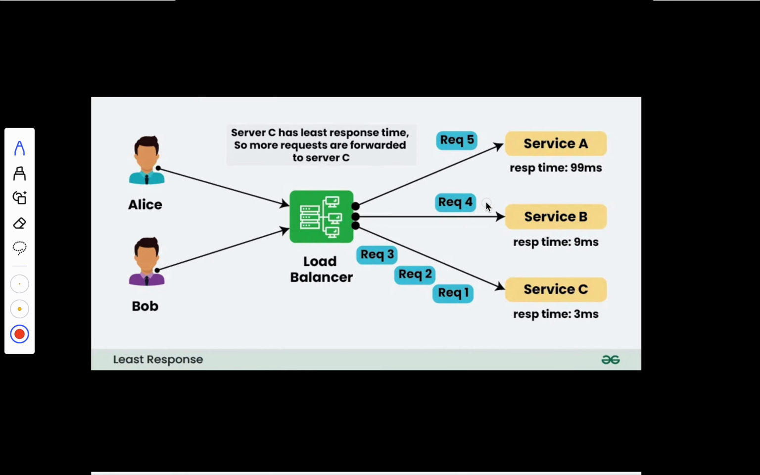Next, we have the least response time. It routes traffic to the server with the lowest response time. It considers both active connections and server performance. It's best for high performance applications where response time is crucial. Examples for that are e-commerce websites, banking applications, and API gateways. It has some limitations because it requires continuous monitoring of response times, which can add some complexity.